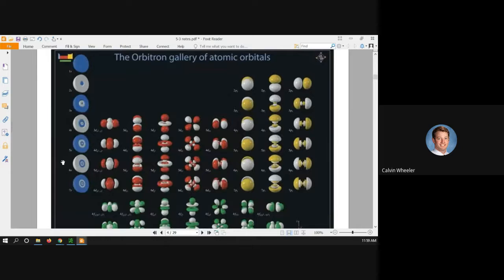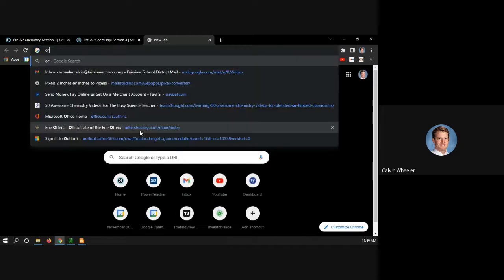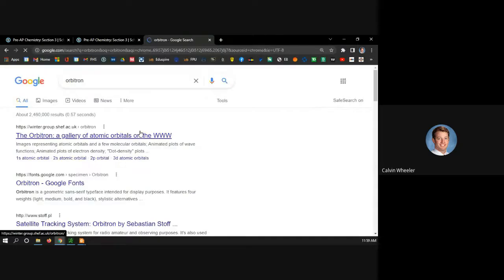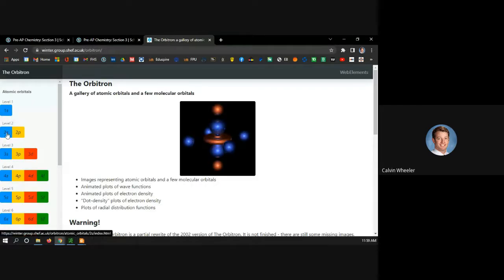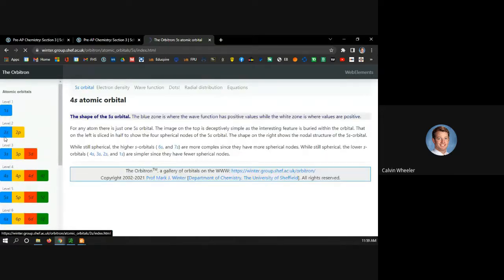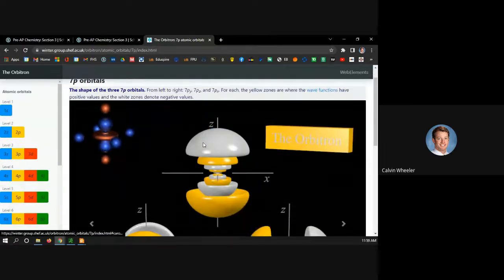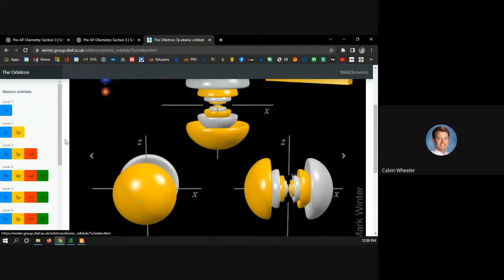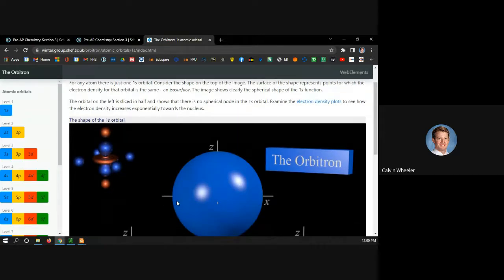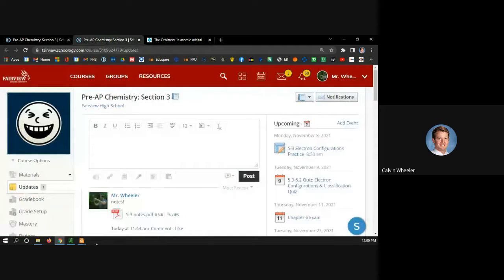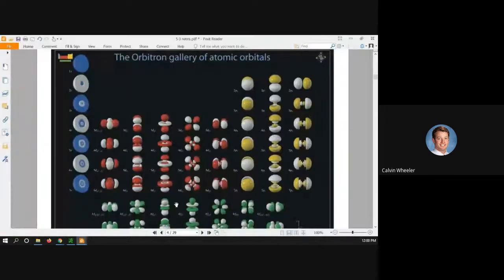So let me actually just get you the link here. If I just Google Orbitron, this is a gallery of the different types of orbitals that we could see. And you can see some of them are very complex. And we're going to learn about how we can determine which electrons are occupying which ones and in what manner. And so that's where this image comes from. So this just shows where we can expect these electrons to kind of be.